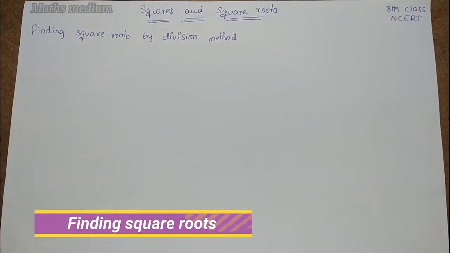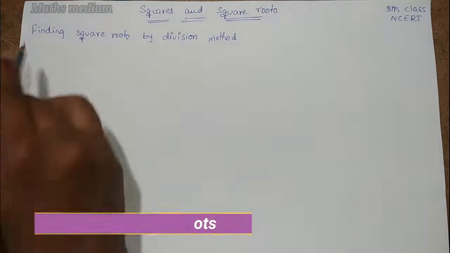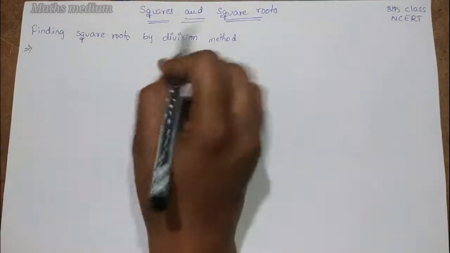Today I came with a new topic, that is finding square roots by the division method, from Squares and Square Roots, 8th class NCERT. Here is the topic about the square root by using the division method.